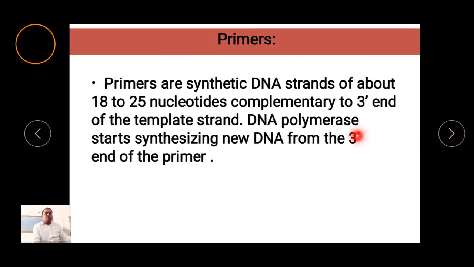Let's see the primer next. The primers are very important because for the amplification of the DNA strand, the free 3' OH group is required, and this is provided by the primers. These are synthetic DNA strands of about 18 to 25 nucleotides. These are complementary to the template strand, and DNA polymerase starts synthesizing the new DNA using the end of the primer, that is the 3' end.